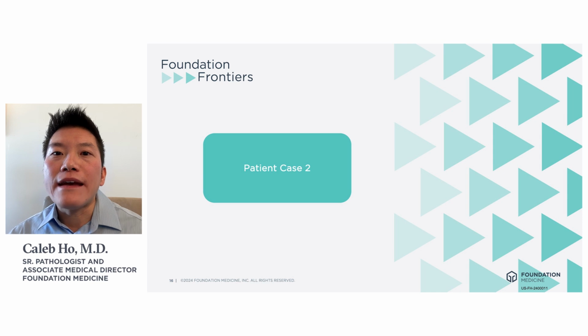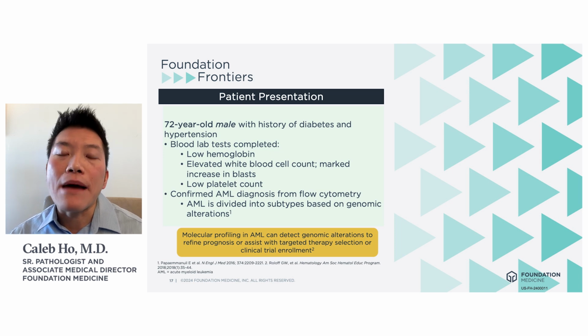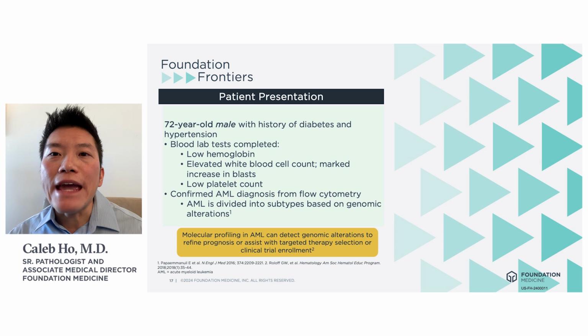In this second patient case, a 72-year-old male with a history of diabetes and hypertension presents with blood test results showing elevated blast count, indicating suspected acute myeloid leukemia, or AML. The AML diagnosis was confirmed via flow cytometry immunophenotyping. Nevertheless, AML is still a broad diagnosis, and AML can be further divided into subtypes based on the genomic alterations harbored by the leukemic cells.